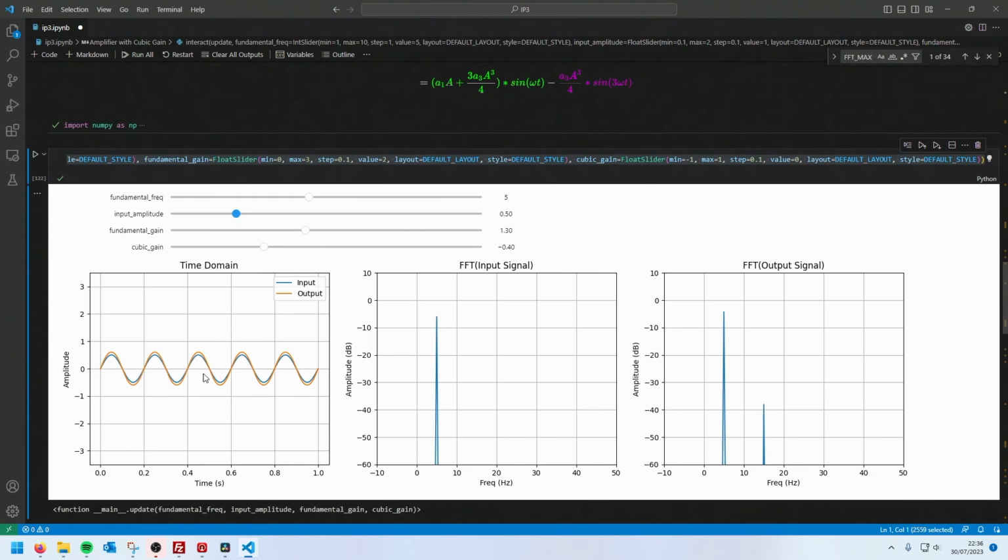Now one of the key things here is it's quite hard to spot this. You know, if you just looked at this on an oscilloscope, you'd struggle to spot there's quite significant amounts of distortion.